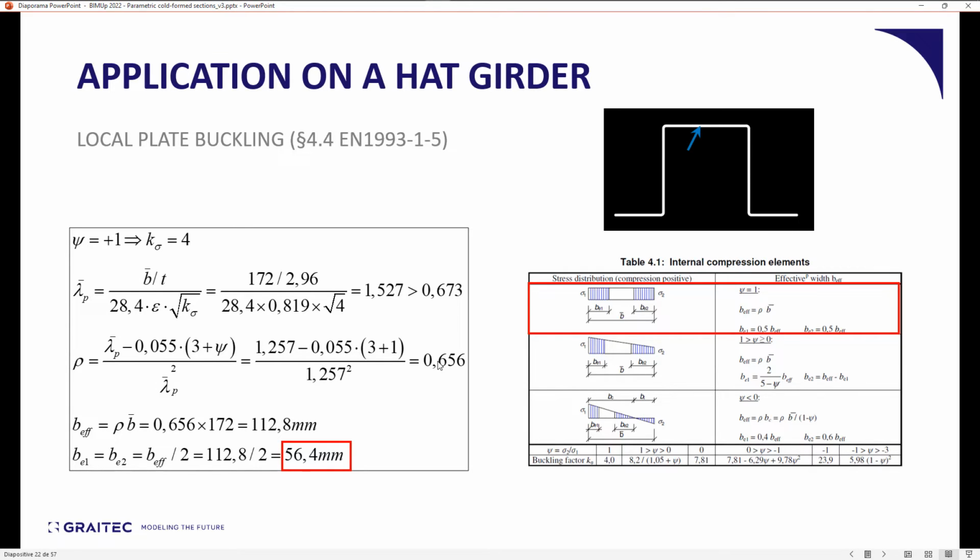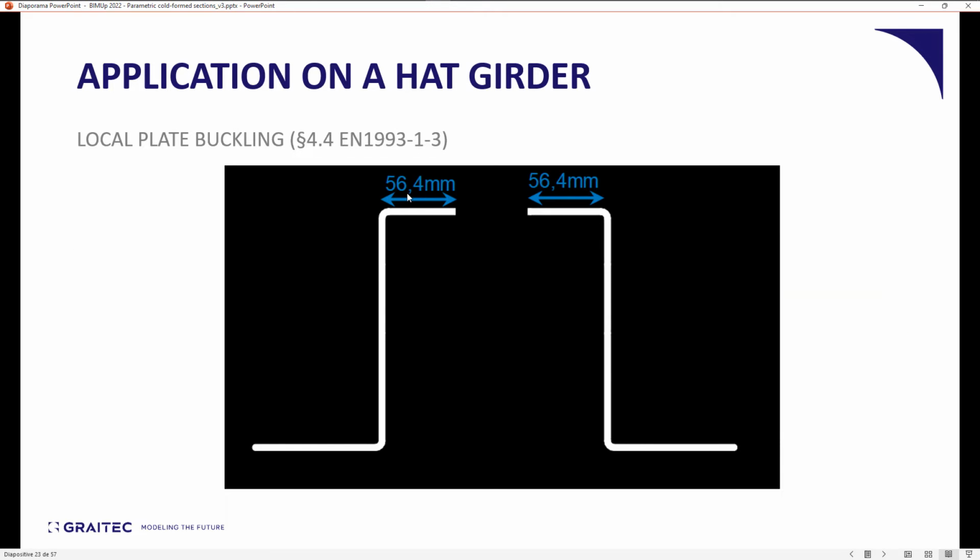See, local plate buckling, that means the ineffective width, starting with the top flange, which is in pure compression, where you pick the right table, you compute the buckling factor, and in the end you get the effective width on the top flange. So you get 56 on each side, so you're losing the middle of the top flange, you're losing a good third of the top flange.